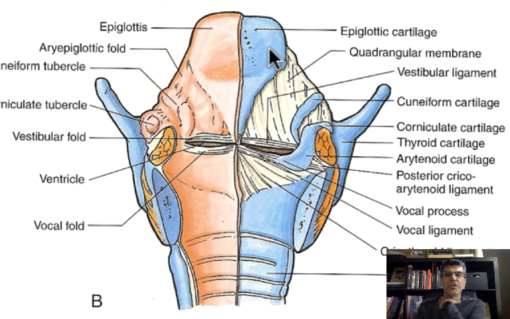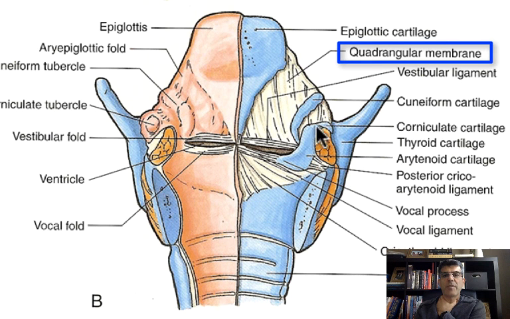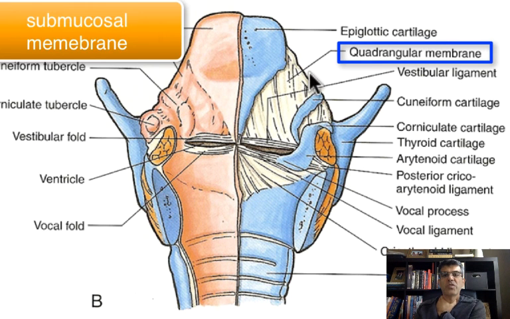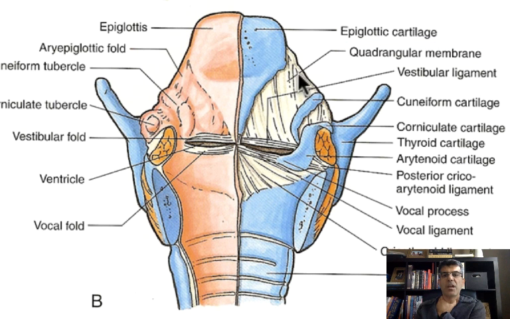Also, if you look at this picture, you can see the lateral part of epiglottis cartilage. There's a membrane that comes down and is going to go to the arytenoid cartilage. This membrane is called quadrangular membrane. It's a submucosa, is going to be covered by a mucosa. So this quadrangular membrane is submucosal membrane.